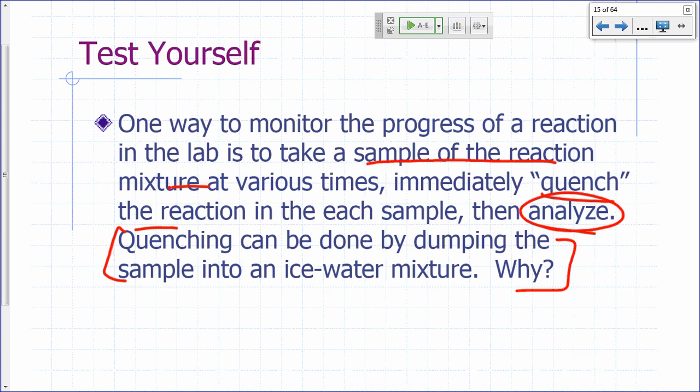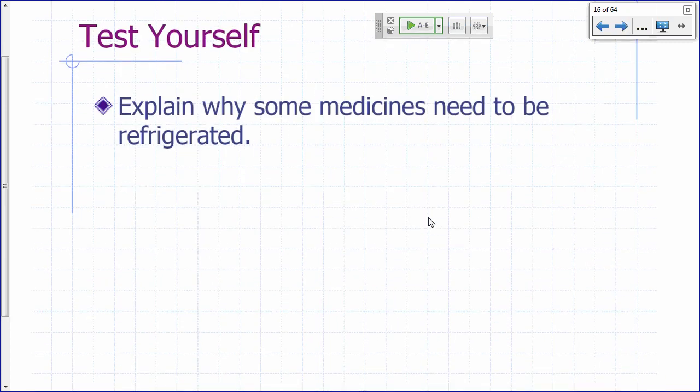Not only are you slowing down the reaction, you're mixing it with a lot of ice and water. So what are you doing to the concentration? You lower the concentration, you spread out your reactant, so the rate at which they can react will slow down significantly. So that's what quenching means. And so once you've quenched your reaction at that point in time, then you can do an analysis. You can determine how much of your reactants are left or how much product you've made. How do you explain why you have to put medicine in a refrigerator?